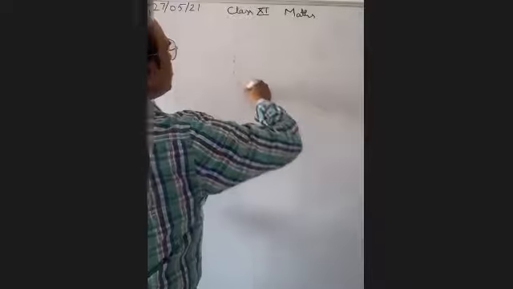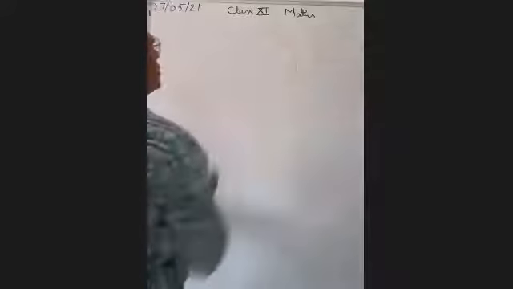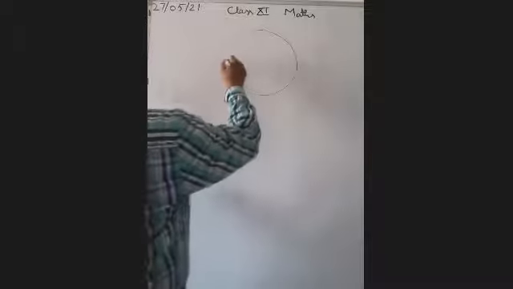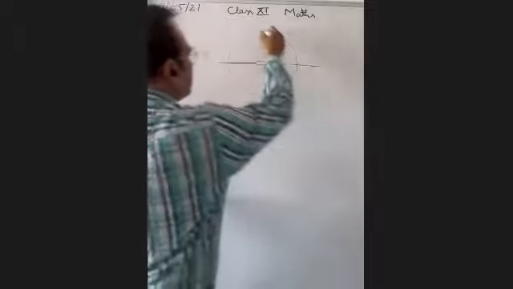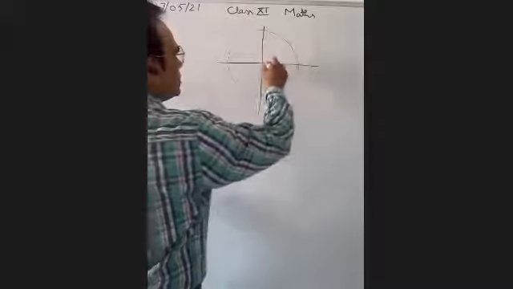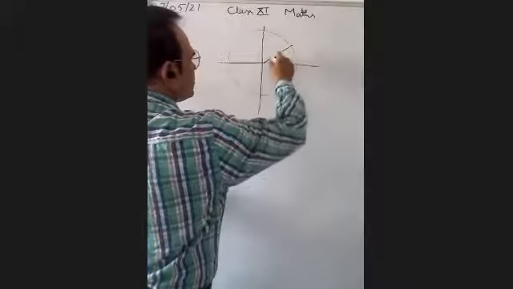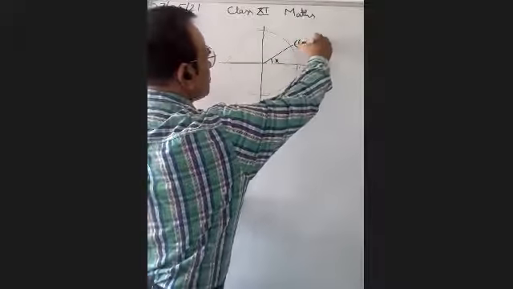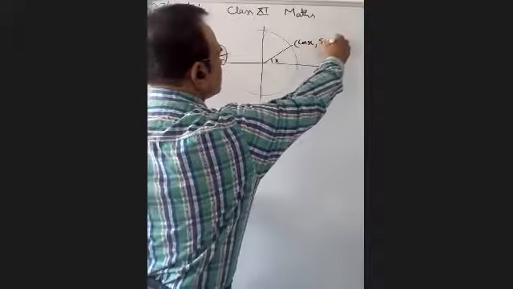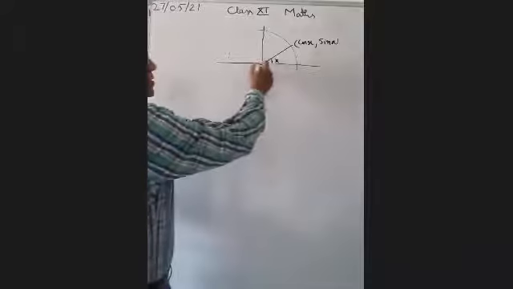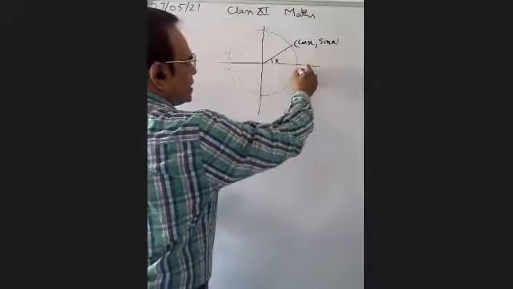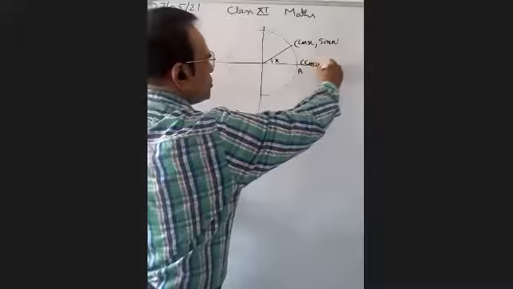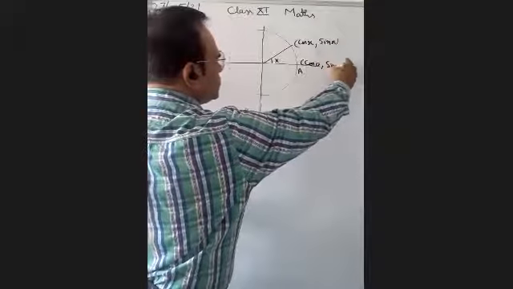We are drawing a unit circle whose radius is 1, and this is making angle x. The coordinate of this point will be cos x and sin x. This point is making angle 0. Suppose this point is A. The coordinate of this point will be cos 0 and sin 0.